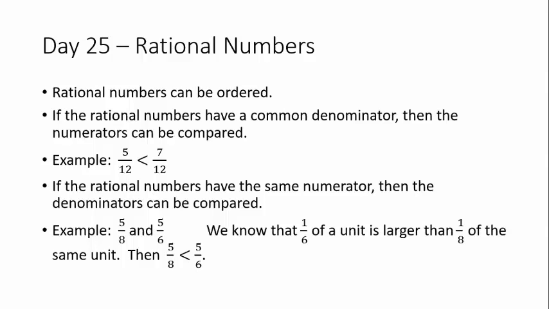If the rational numbers have the same numerator, then the denominators can be compared. Let's look at an example like that. We have 5/8 and 5/6. We know that 1/6 of a unit is larger than 1/8 of the same unit. Therefore, 5/6 will be greater than 5/8. So 5/8 is the smaller of the two fractions.